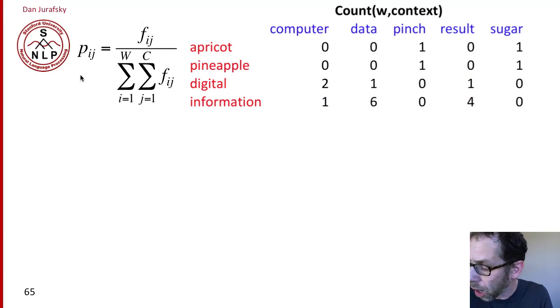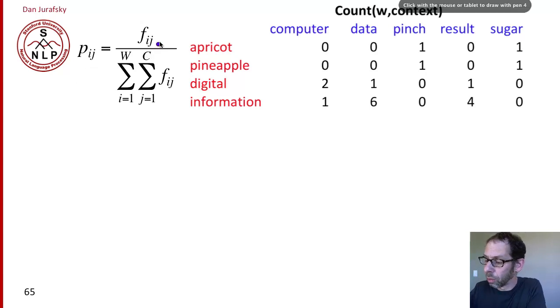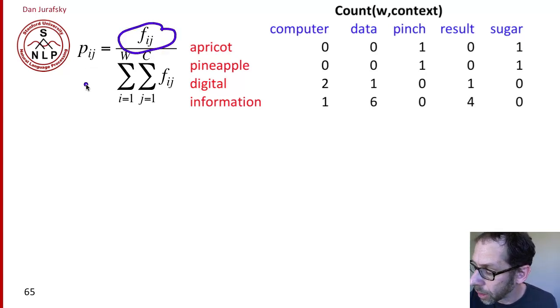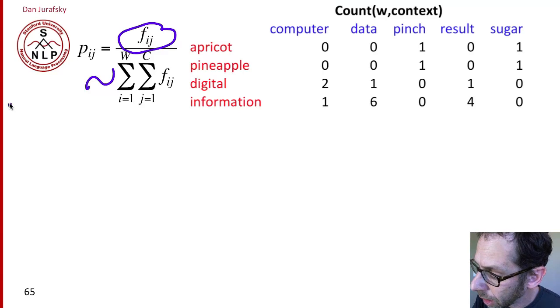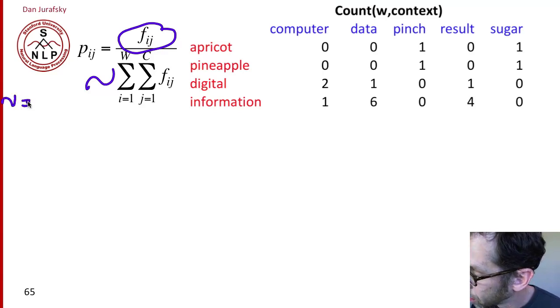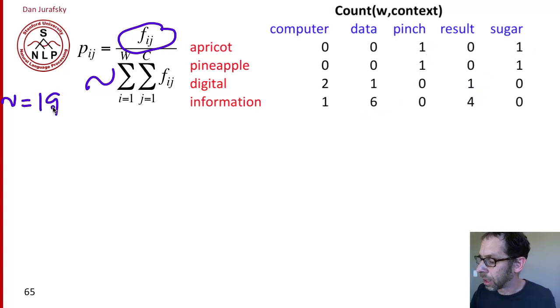And again, the joint probability of a word and a context is the frequency with which the word occurs in the context, normalized by the total N, the sum of all counts for all words in all contexts. Let's first compute N. N is the sum of all these things: 2, 3, 4, 10, 11, 12, 13, 14, 15, 19. So N is 19. Our denominators are going to be 19 for all of our various probabilities.